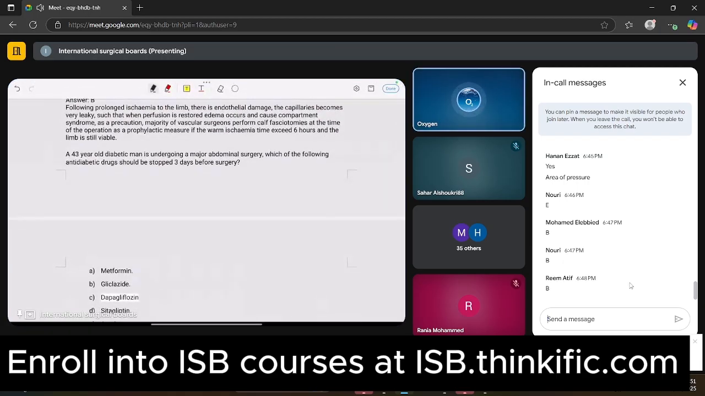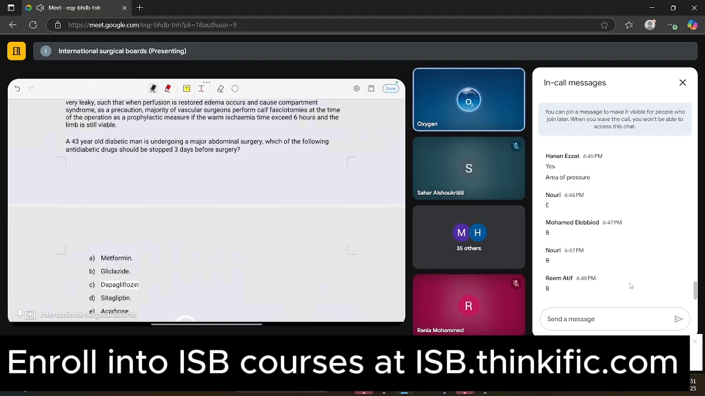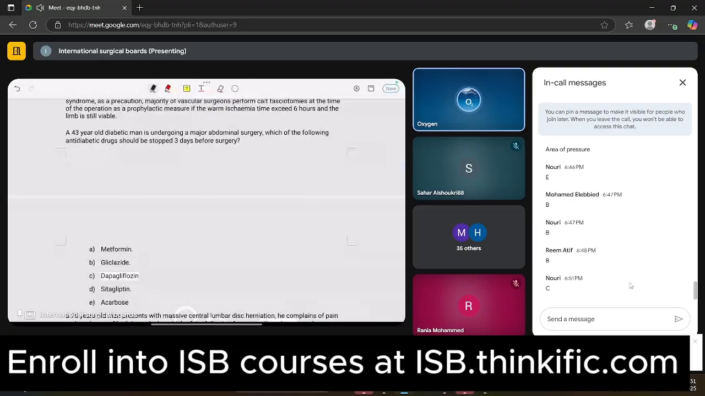A 43-year-old diabetic man is undergoing a major abdominal surgery. Which of the following anti-diabetic drugs should be stopped 3 days before surgery? I remember this question came up in April again. Metformin is the right answer, but metformin, glycoside, dapagliflozin, sitagliptin, or acarbose.